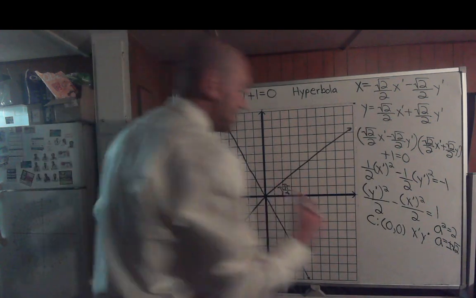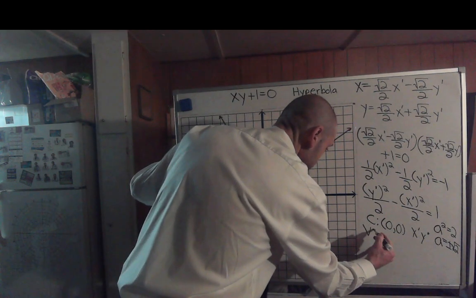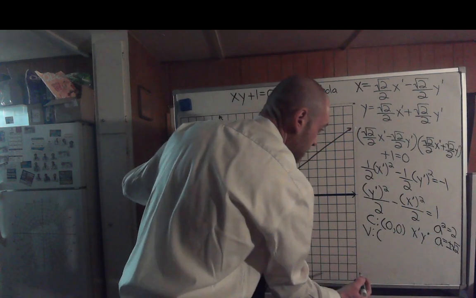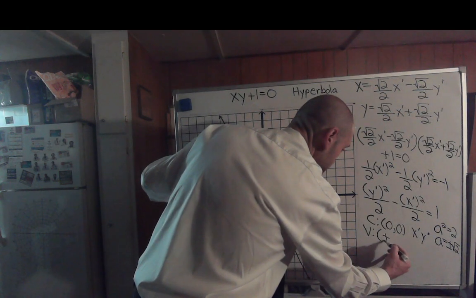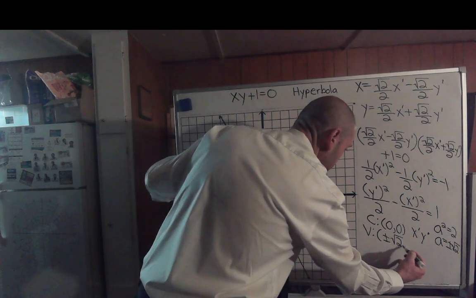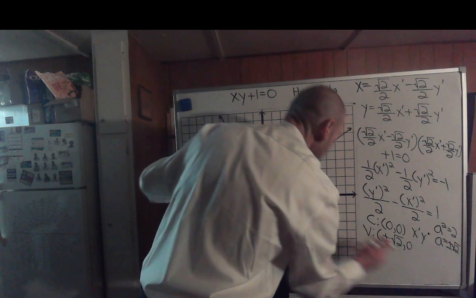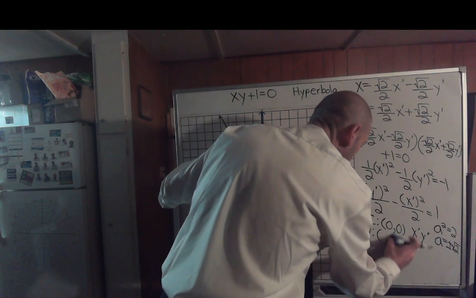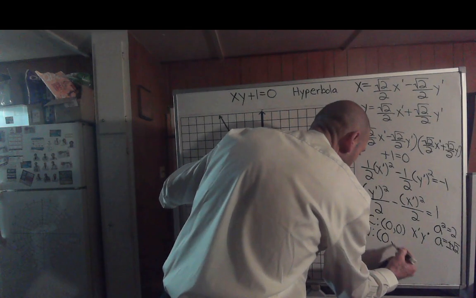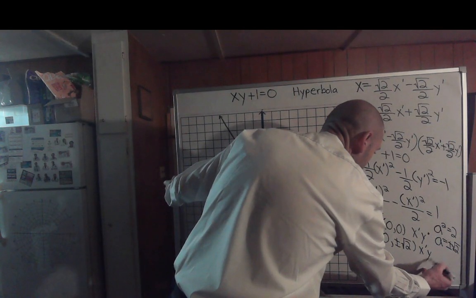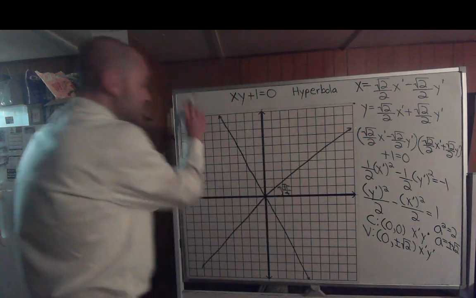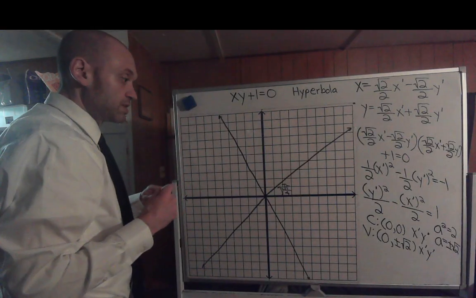So my vertices in the x prime y prime plane are going to be 0, plus and minus the square root of 2, excuse me, because y is the major axis. So 0, plus and minus square root of 2. That's for the x prime y prime system. So let's go ahead and graph what that's going to look like.